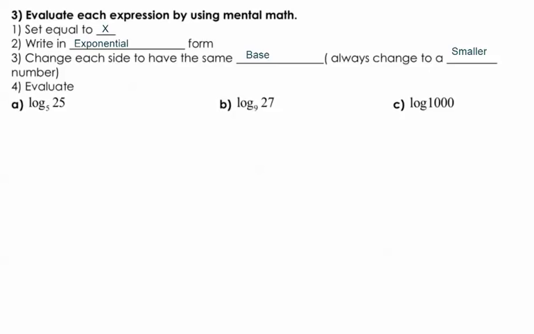Then you change each side to have the same base. You're always changing to a smaller number. That's kind of what I just showed you. And then you evaluate. Then you solve. You equate your exponents essentially here. That's what this means. Equate exponents. And I'll show you exactly what I mean.